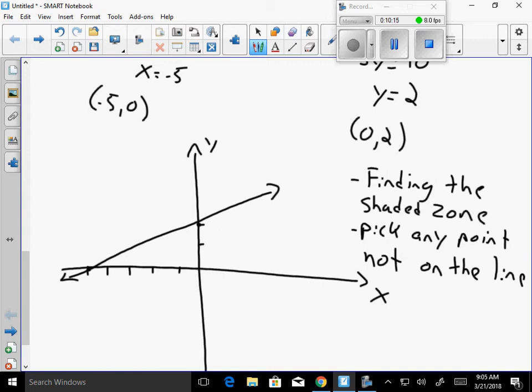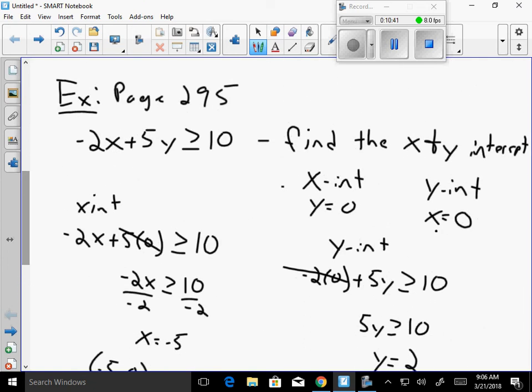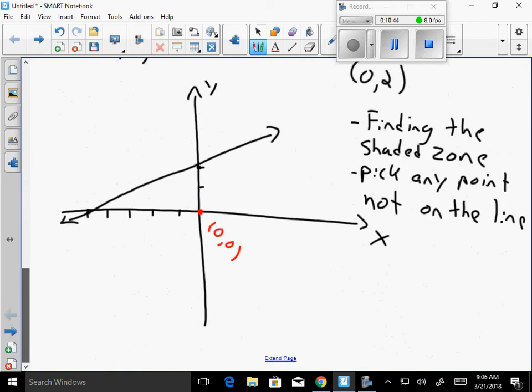So if I look here, here's my line. The easiest point to pick that's not on the line is, I'll do this on the right one, right here. Right? 0 and 0. And zeros are very easy to work with because they're nothing. So all you do now is you plug that point into the original equation, this guy up here, and you see if it's true. Okay?